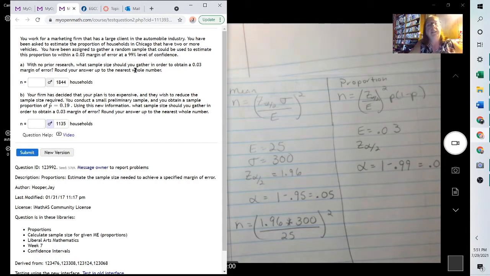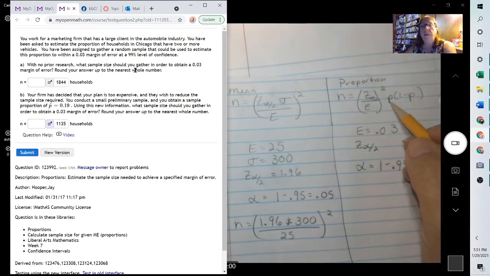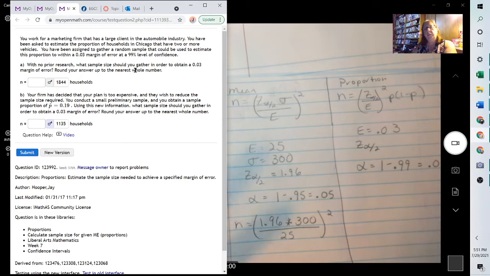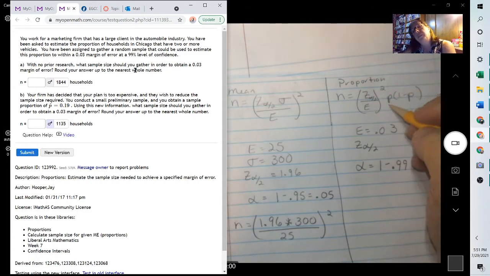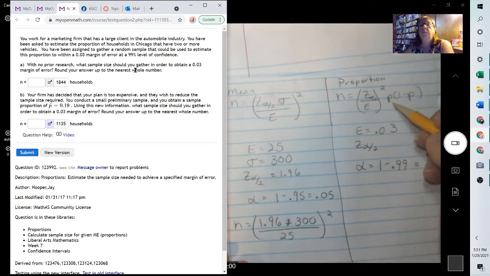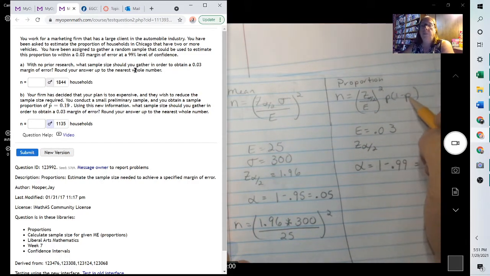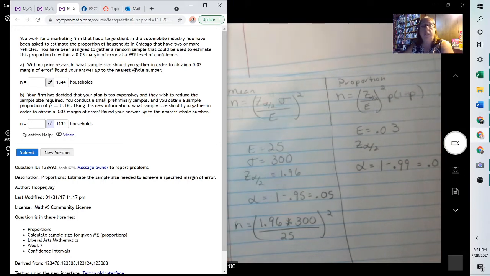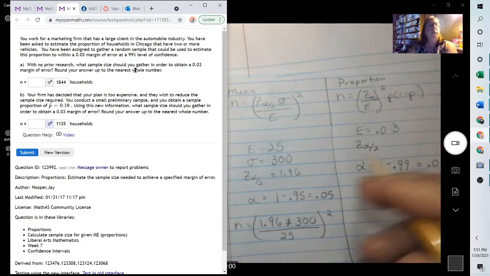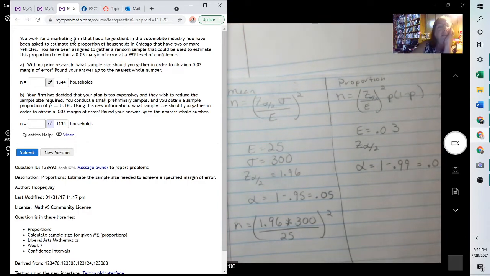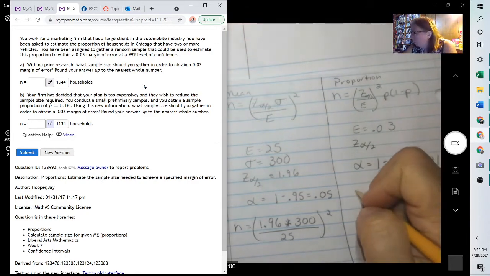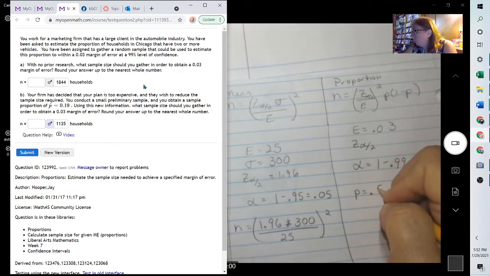Now in this case, they didn't give us a proportion or a p-value, so the largest possible is if this is 0.5, because then this would be 0.5 times 0.5. Any other one, you're going to have smaller values, like 0.3 times 0.7, 0.2 times 0.8. So if they don't give you a proportion, you use a half. And let me just double check. Yes, the first part did not give one, the second part does, but the first one did not. So p, you're going to assume is 0.5.